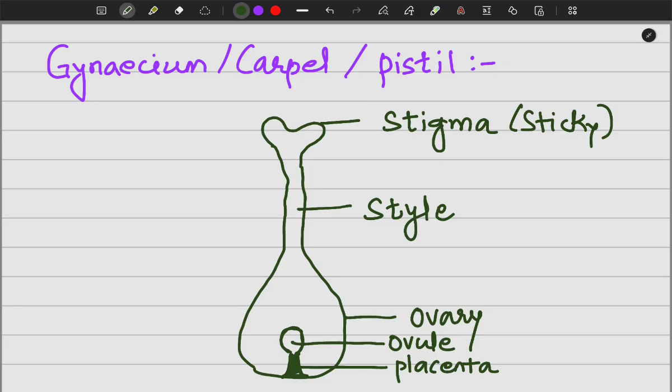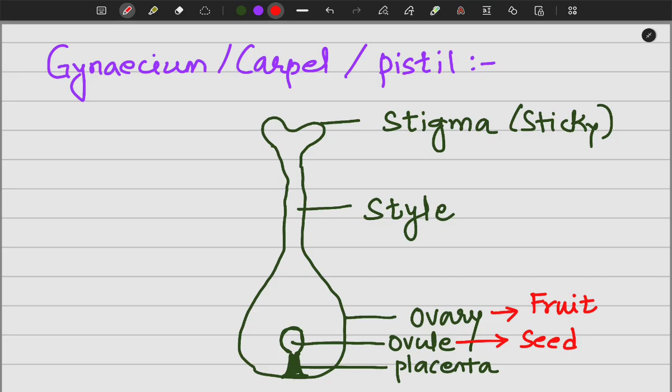Now, once the pollination is complete and fertilization has taken place in the flower, then the ovary turns into a fruit and the ovule turns into a seed. Alright, so this was about the carpel or the pistil. And a flower can have one or more carpels.